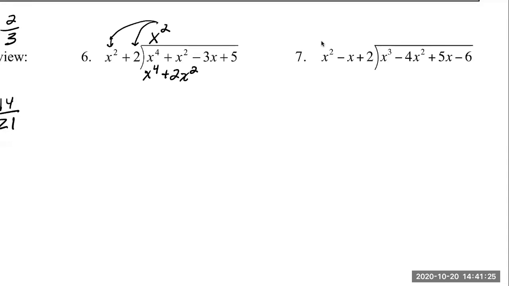All right, so then we're going to draw a line here. And remember, we're going to subtract. So both of these signs switch, subtracting here. So then subtracting down, we have no more x to the 4th now. x to the 4th minus x to the 4th is 0. We have x squared minus 2x squared is negative x squared. And then we'll bring the other stuff down.